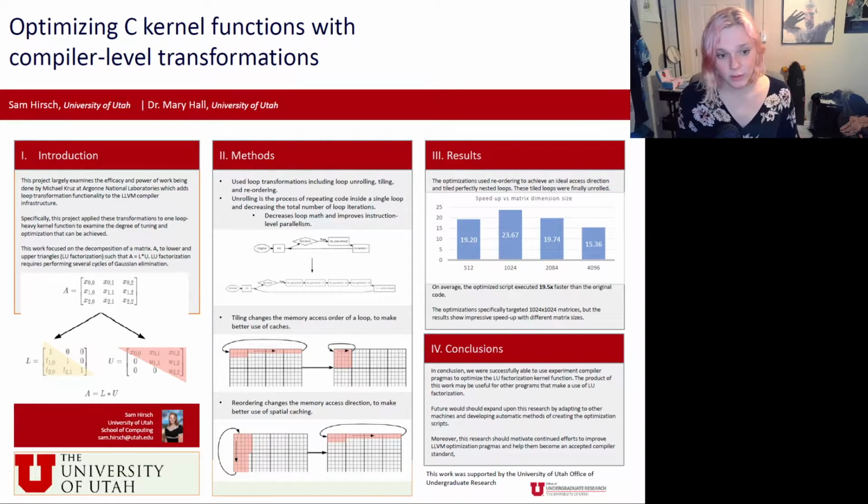So the methods used, we're applying three different loop transformations, which were loop unrolling, tiling, and reordering. Now, unrolling is essentially taking a single loop. Let's say you have one loop that you go through 100 times, and you do one operation per loop. So rather than doing that, if you unroll that loop with, let's say, a factor of 5, then every iteration, you would do 5 operations, and you would run through that loop 20 times.